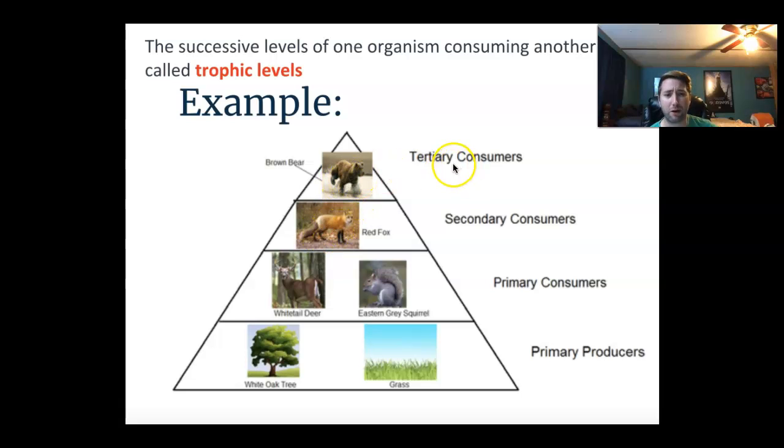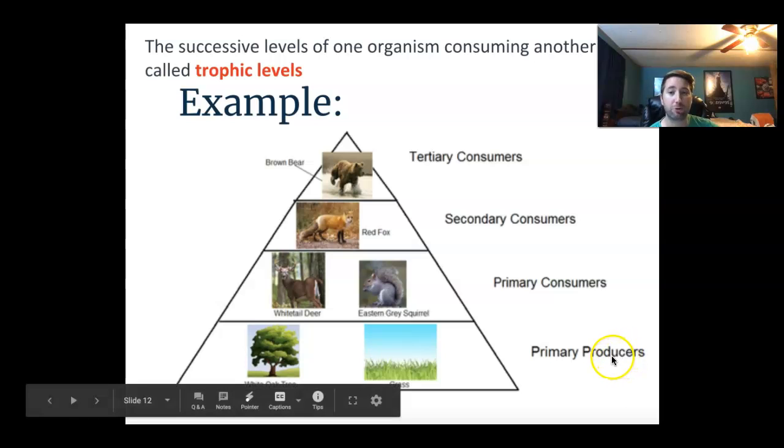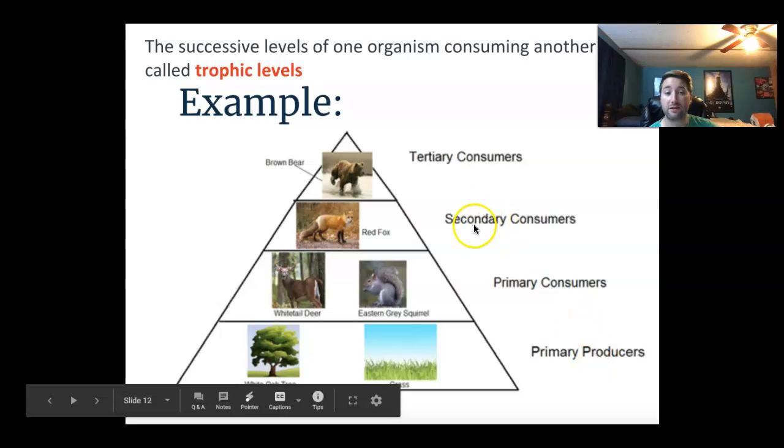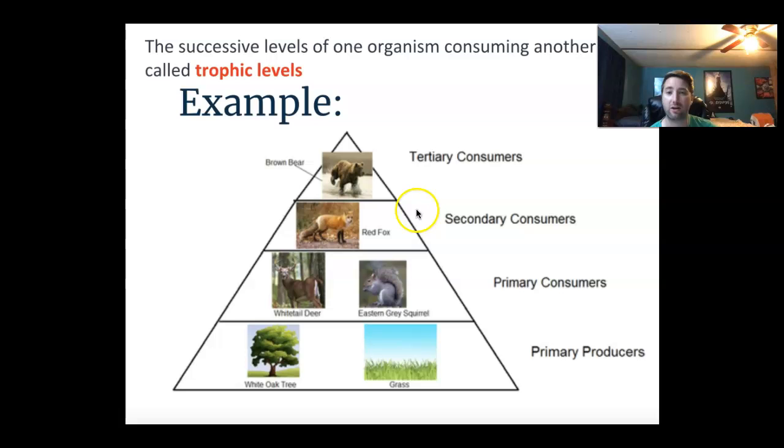Again, if there was something above this tertiary consumer, it would be called a quaternary consumer, but those are very, very rare. So again, we've got primary producers who produce their own food, primary consumers who eat the primary producers, secondary consumers who eat primary consumers, and then tertiary consumers who eat the secondary consumers.